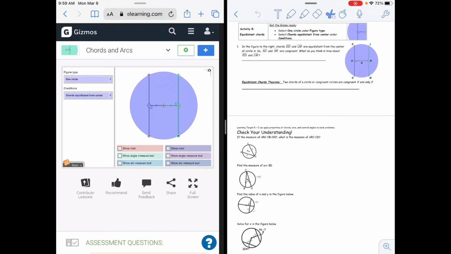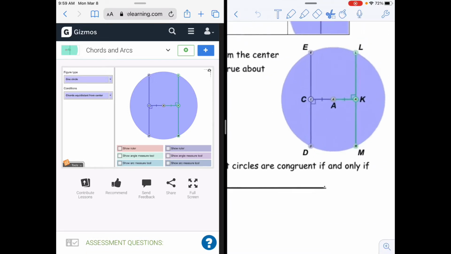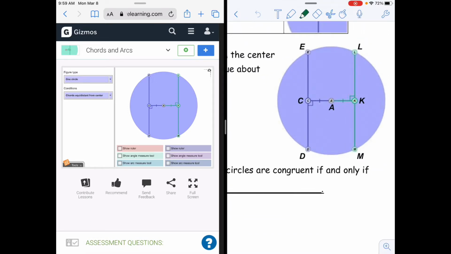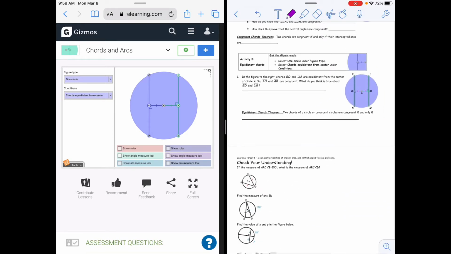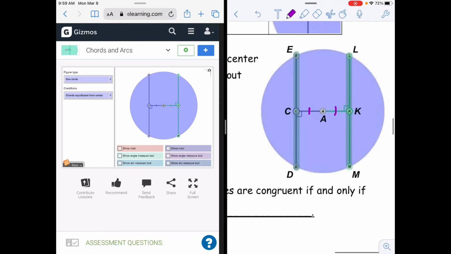Okay, so now we have one circle and we have chords equal distance from the center. Notice how ED is a chord, LM is a chord, and these chords are equal distance from the center, which is point A. So AC and AK are congruent. We just marked that down here.